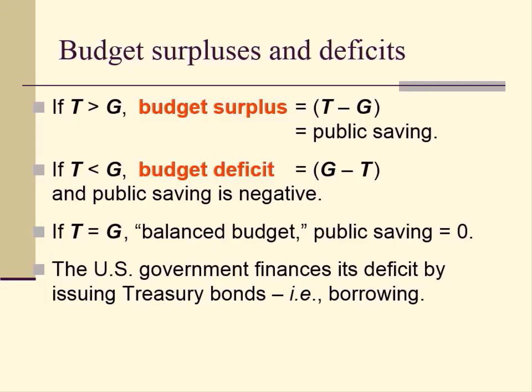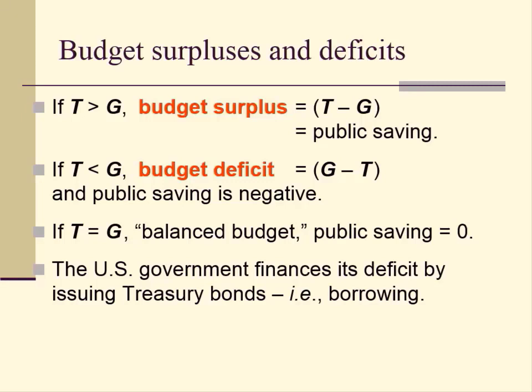Now let's talk about budget surpluses and deficits. If tax revenue is greater than government spending, then there's a budget surplus, and there's positive public saving, T minus G. On the other hand, if tax revenue is less than government spending, there's a budget deficit. That means government spending is larger than tax revenue, therefore the public saving is negative. Finally, if T is equal to G, that is, tax revenue is equal to government spending, we say there's a balanced budget, and public saving T minus G equals 0.